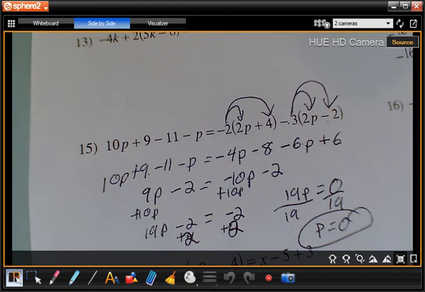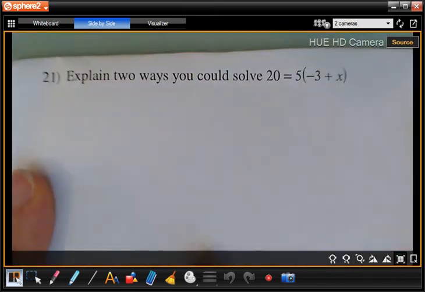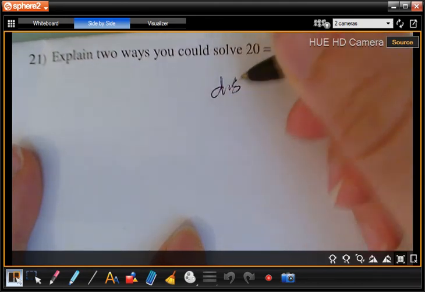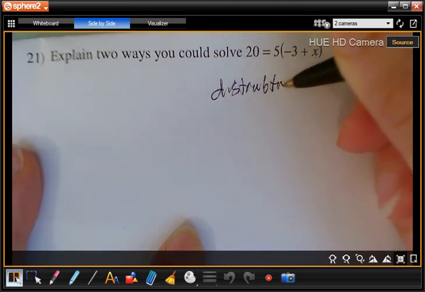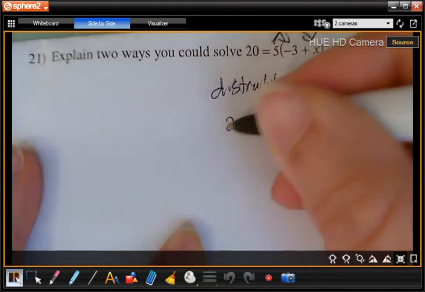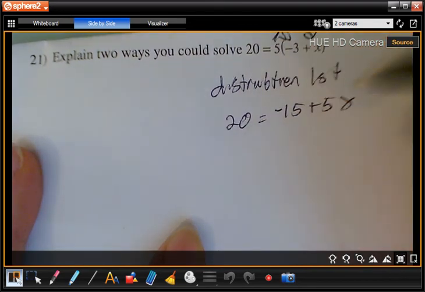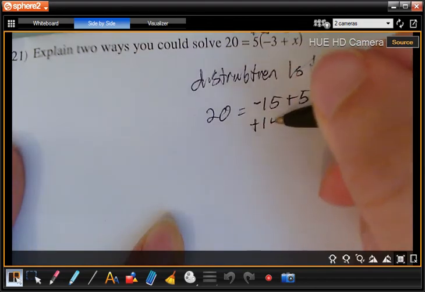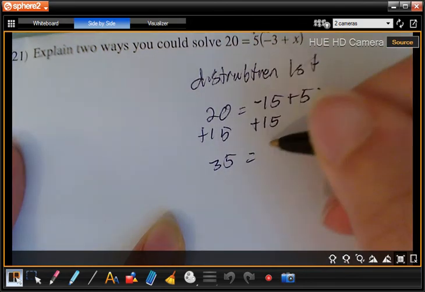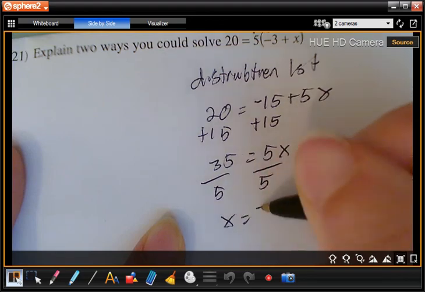Okay, there's one more problem I want to show you, and it's just kind of a critical thinking question. It wants us to explain 2 ways to do this problem. The first way, we're calling it distribution first. So I'm going to multiply everything by that 5. So I get 20 equals negative 15 plus 5x. And then I add 15 to both sides. I get 35 equals 5x. I divide both sides by 5, and I end up with x equals 7.